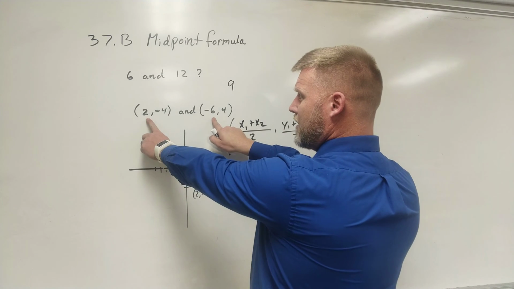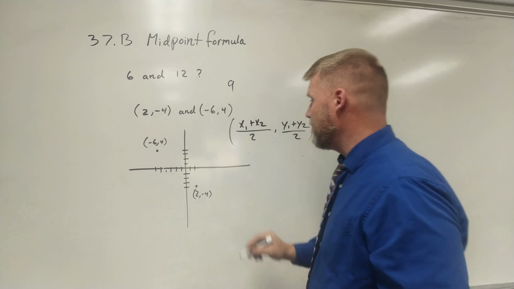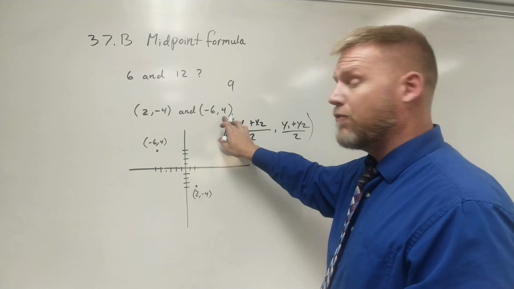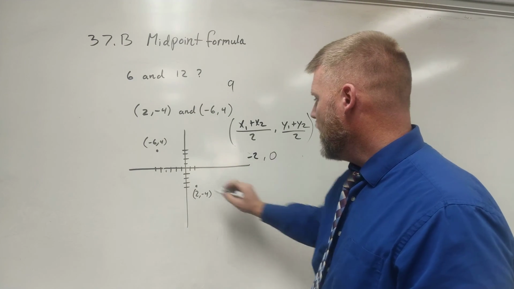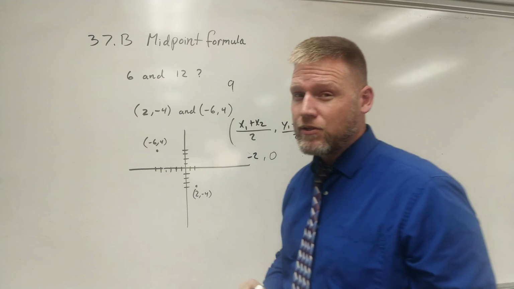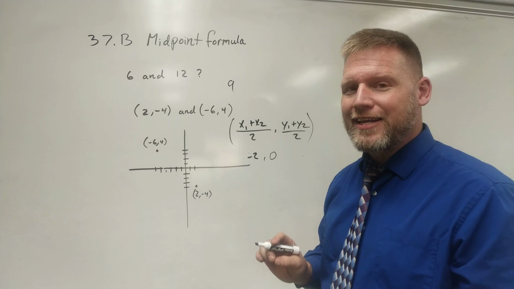So if I said -6 and 2, which is -4, divided by 2, -2. -4 and positive 4 is 0, divided by 2 is 0. (-2, 0) happens to be the midpoint between these 2 points. And it really is that easy.